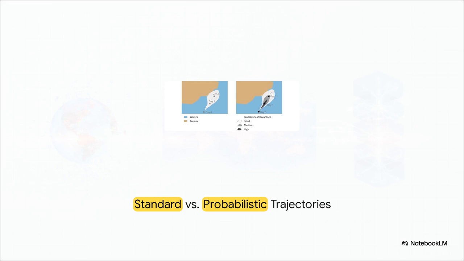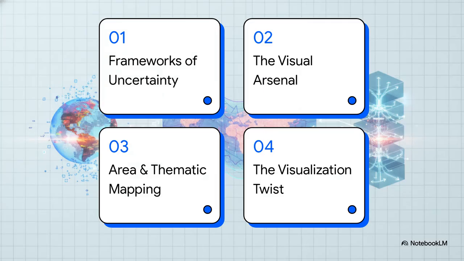But cartographers can fix this by adding a simple tone value to the cone. By making the higher probability areas darker, it instantly and clearly communicates where the true danger lies without confusing anyone. So our system diagnostic menu for today covers 4 key areas. First, frameworks of uncertainty. Second, the visual arsenal. Third, area and thematic mapping. And finally, number 4, the visualization twist.